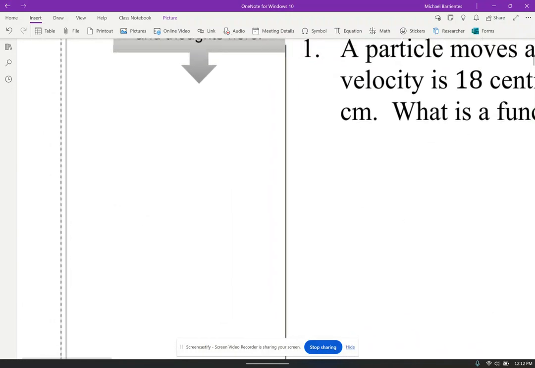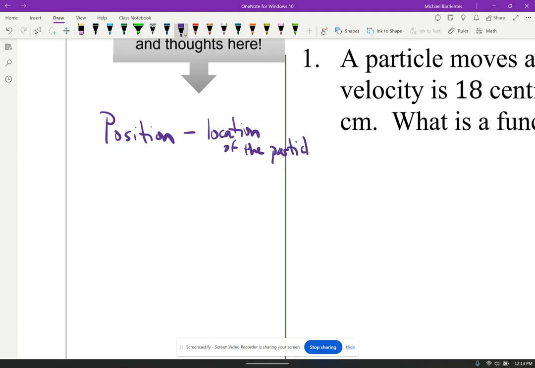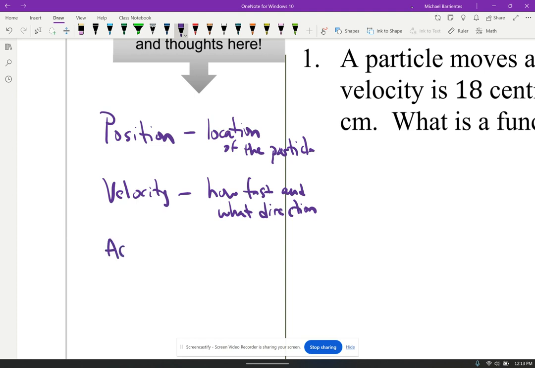Just as a quick recap, remember that in the fall semester, we discussed that position tells us the location of the particle, where the particle is. Velocity tells us how fast and what direction the particle is going. And then acceleration tells us how fast the velocity is changing.